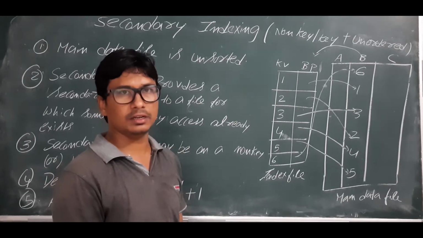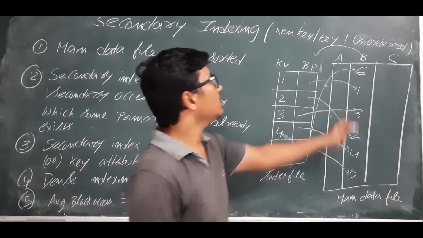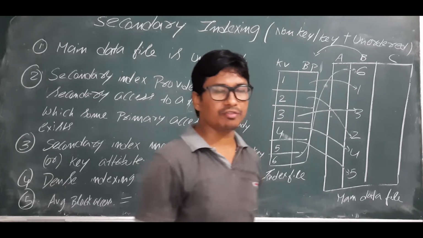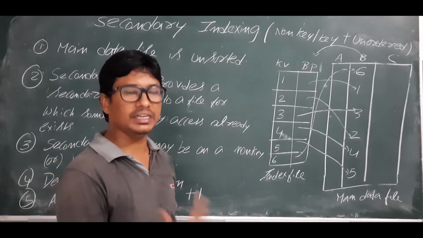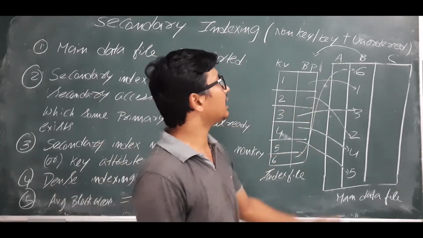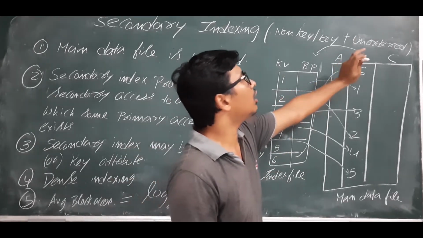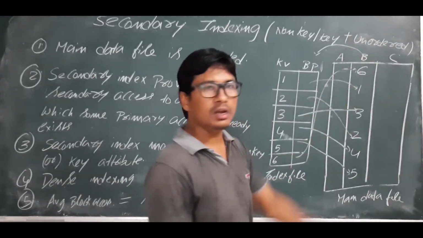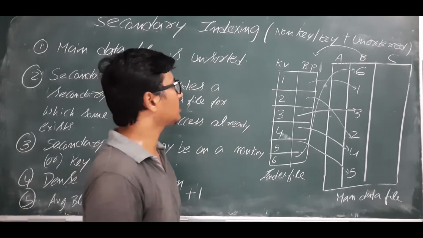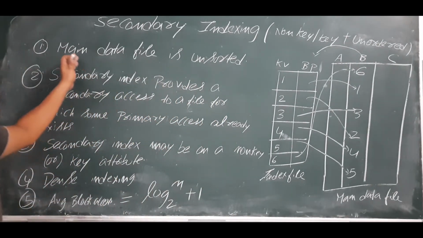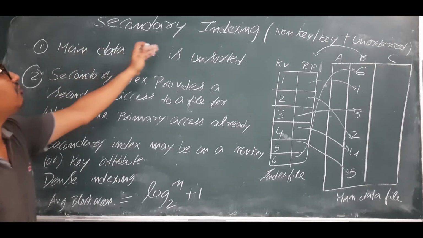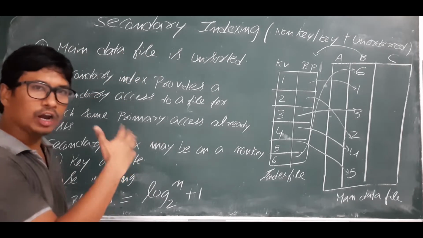Obviously it will not be there. Is it clear? Okay, so that's why it is an unordered file. Are you able to understand why it is unordered? The data file is already ordered according to the attribute A. Obviously it will not be ordered according to the attribute B. Is it clear? So that's why I want to tell you that the main data file is unsorted or unordered.